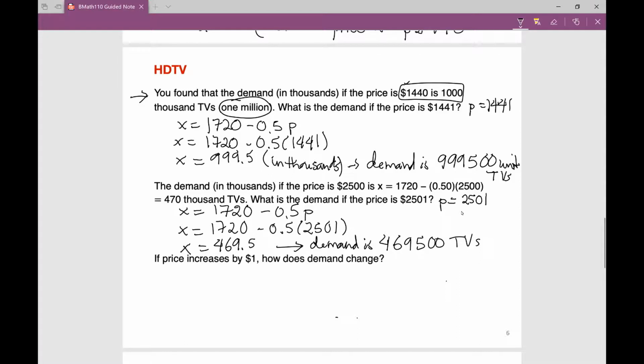Okay, so if the price increased by $1, how does the demand change? In order to answer this question, I'm going to have a table between the price and the demand. Say if the price is 1,440, then the demand will be 1,000 in 1,000 units, right? And then if the price is 1,441, you see that it is increased 1 unit. What happened with the demand? I'm going to have 999.5.